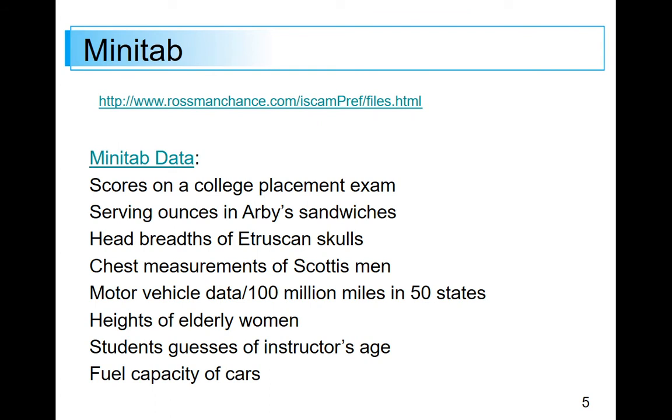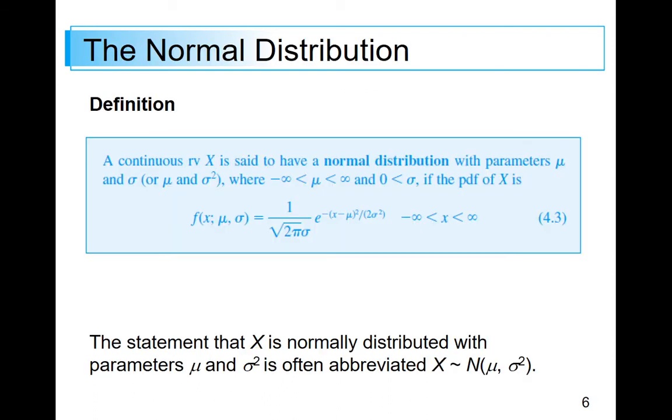So when I served ounces in my Arby's sandwiches, we had a little weight that we could be within 1 or 2 standard deviations, and we always were supposed to be a little low so we could save meat over the long term after we served so many sandwiches or whatever. Chest measurement of Scottish men, heights of elderly women, student guesses of an instructor's age. We won't do that, and fuel capacities of cars.